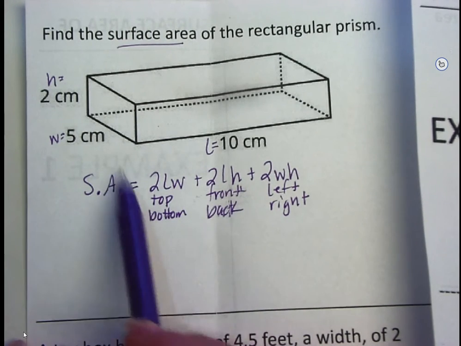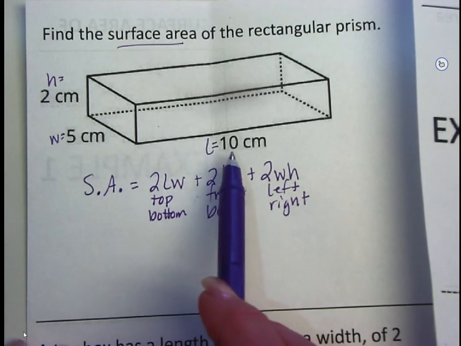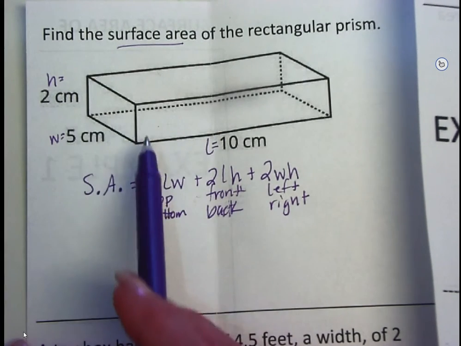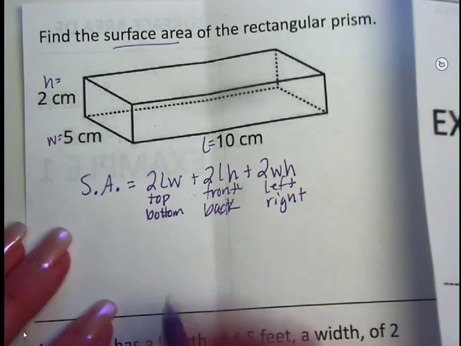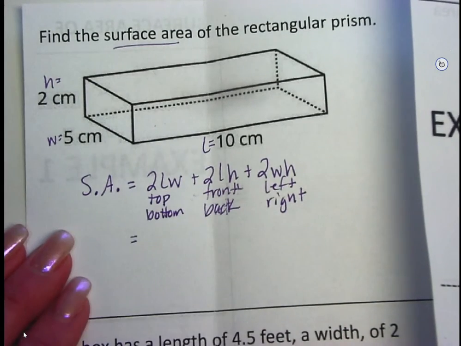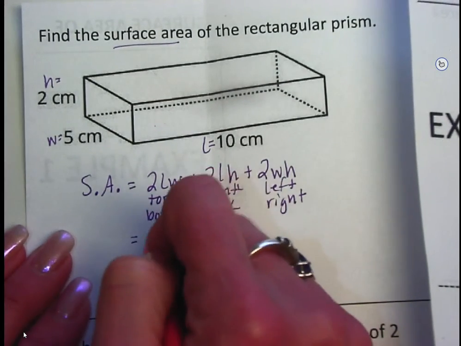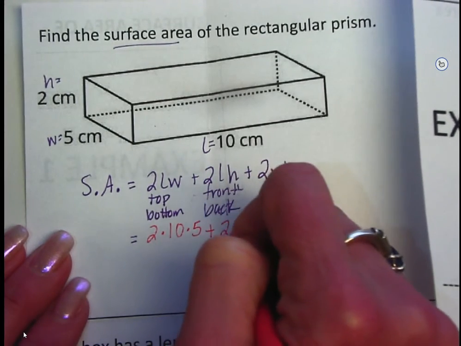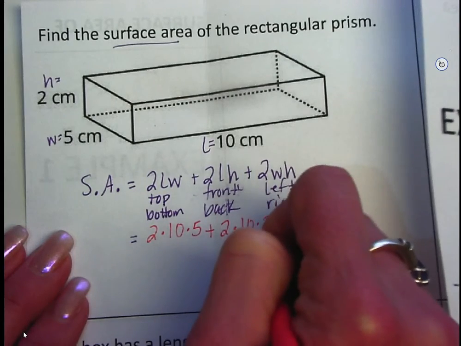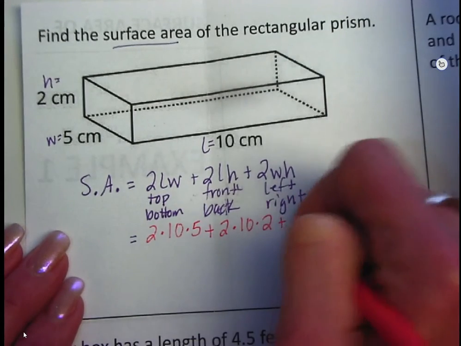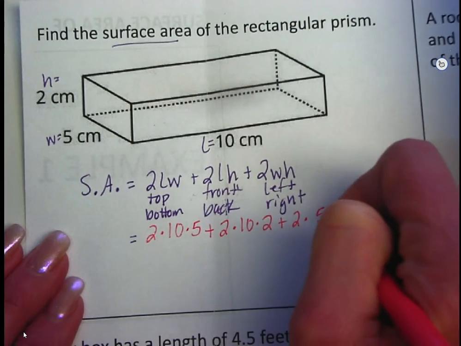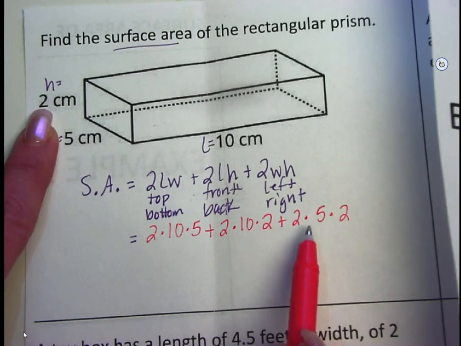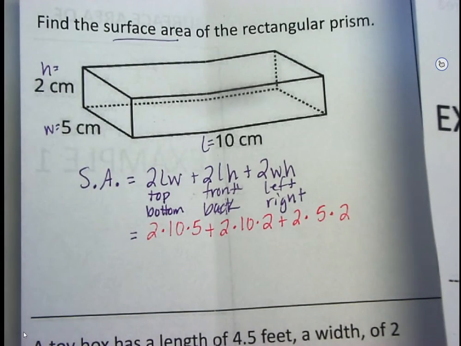So when we have a problem like this, the quickest way to do it is just to plug in the numbers from the problem because it's asking us to find the entire surface area. So I'm going to simply plug in the numbers. It's going to be 2 times 10 times 5 plus 2 times 10 times 2 plus 2 times 5 times 2. I've labeled my shape so it's really easy for me to just plug in my numbers.